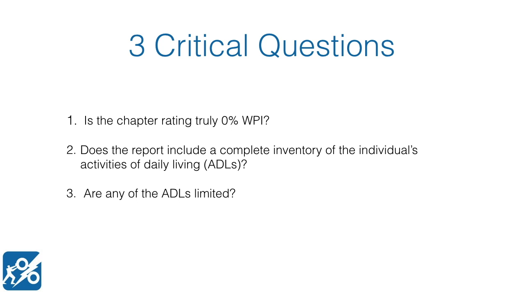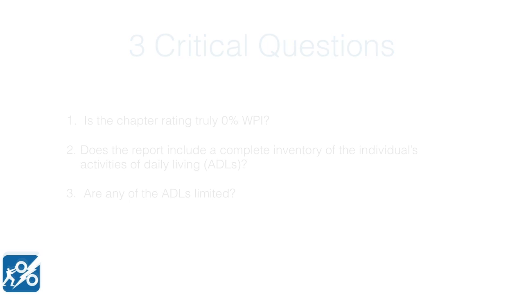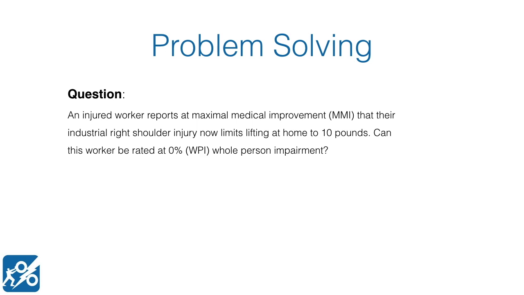Now let's get on with the case. So for problem solving, we have an injured worker. They're at maximal medical improvement. They have an injury to their right shoulder. The report notes that the individual now has a limitation in their ability to lift at home more than 10 pounds. So our question is this: can the individual's whole person impairment be rated at 0% whole person?